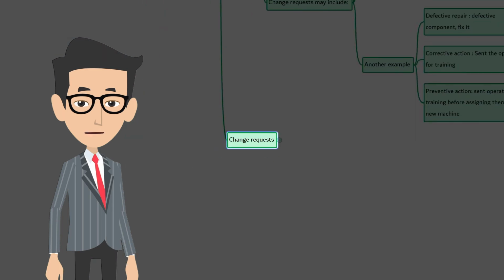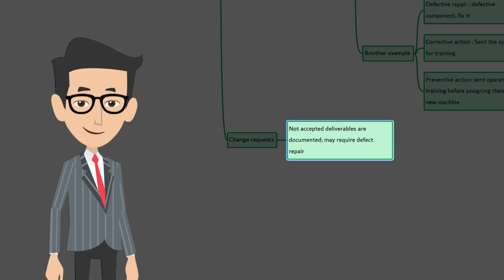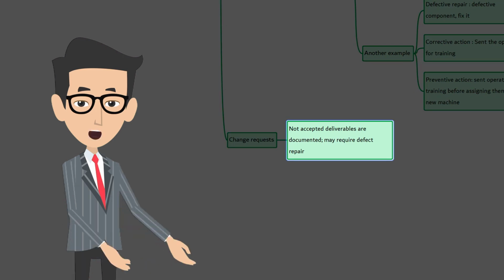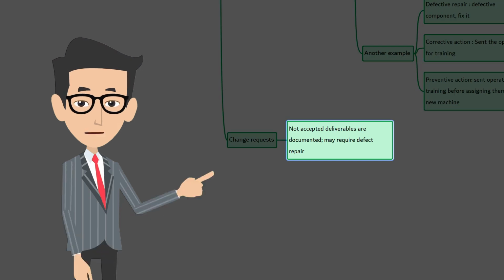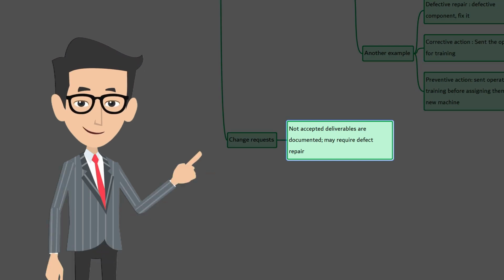Now, change request in the current context. Validate Scope is carried out by the customer. The completed deliverables that have not been formally accepted are documented along with the reason for non-acceptance of those deliverables. Those deliverables may require a change request for defect repair. Don't forget, all the change requests are processed for review through the Perform Integrated Change Control process.